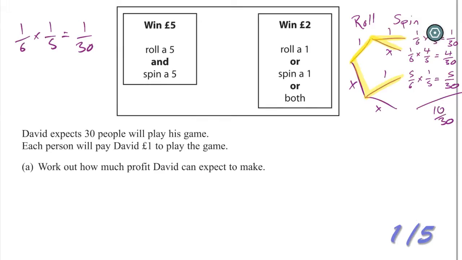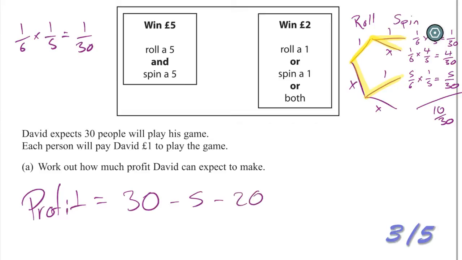So how much profit can David expect to make? Well, he expects 30 people to play. Each person's going to pay £1, so he's going to make £30 there. But he's going to lose the money that people win. 1 out of the 30 people are expected to win £5, so we're going to lose £5. And 10 out of the 30 people are expected to win £2, so we're going to lose 10 lots of 2, £20 there. 30 take away 5, take away 20 is going to leave him with £5 profit.